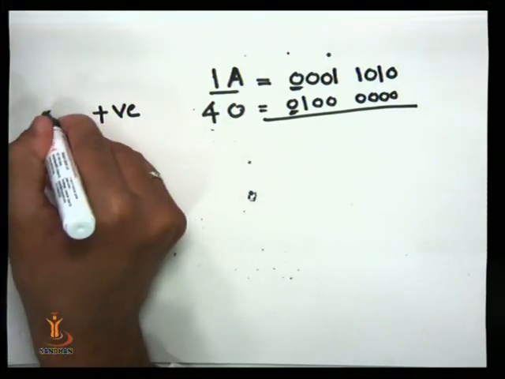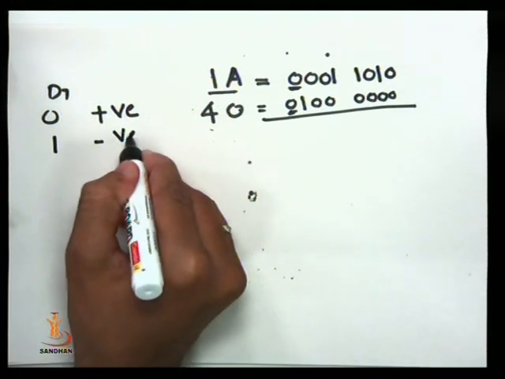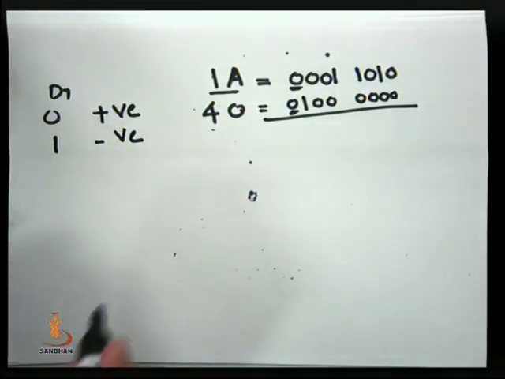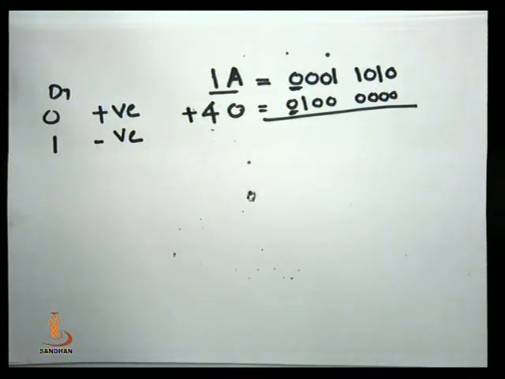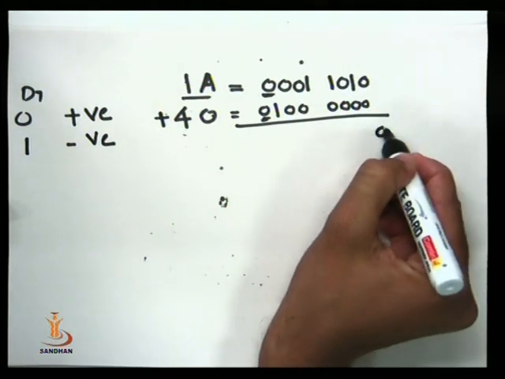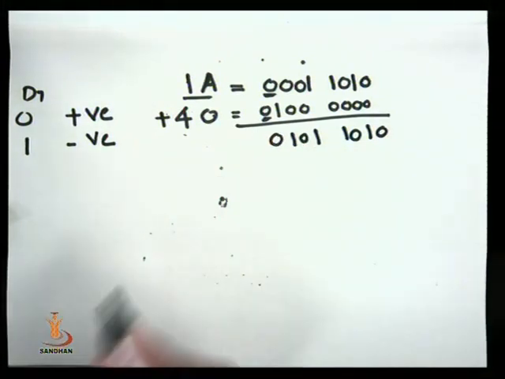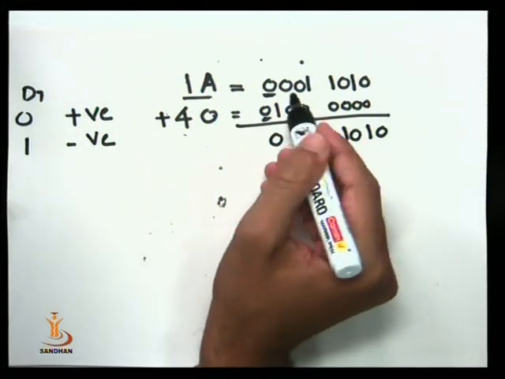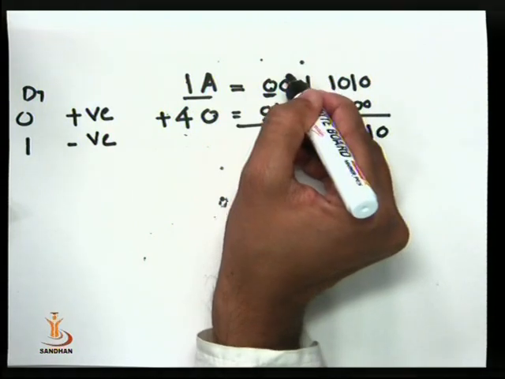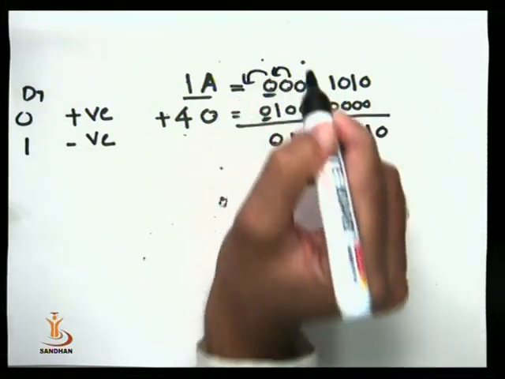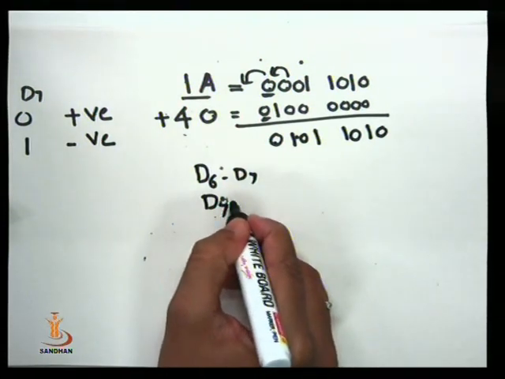And if your D7 is 1, my number is negative. Right now I am adding two numbers in the positive range. So just add 01011010. When I add 0 and 1, I get 1. When I add 0 and 0, I get 0. I am not getting a carry from here to here or here to here. So there is no carry from D6 to D7 and no carry out from D7.